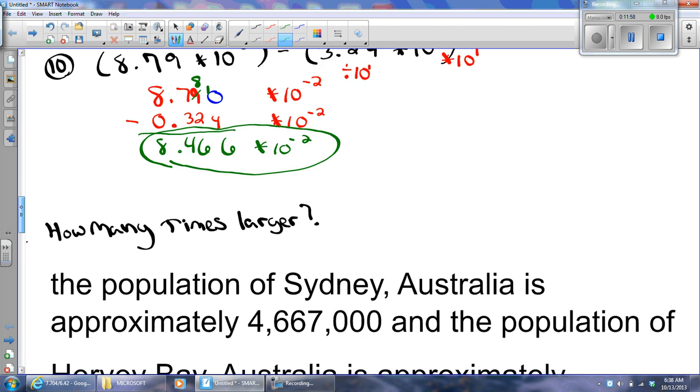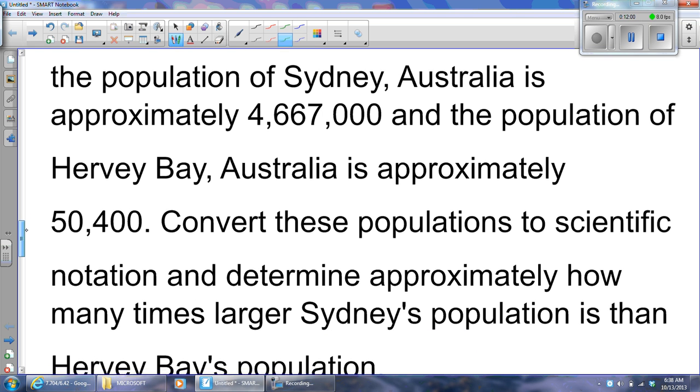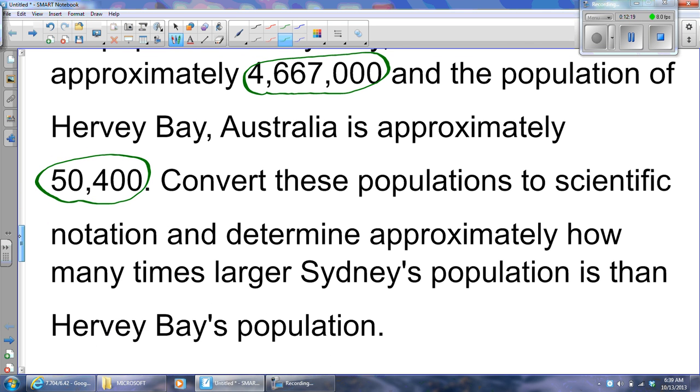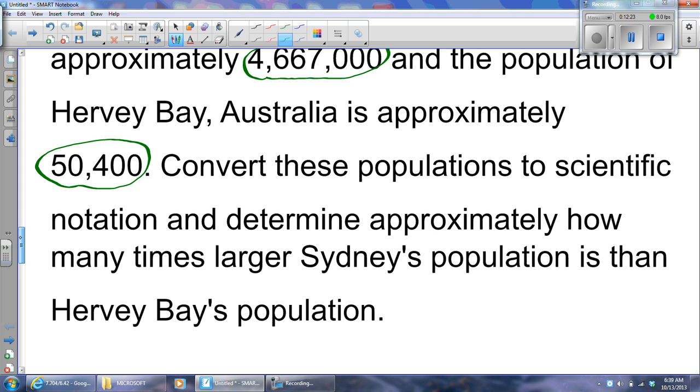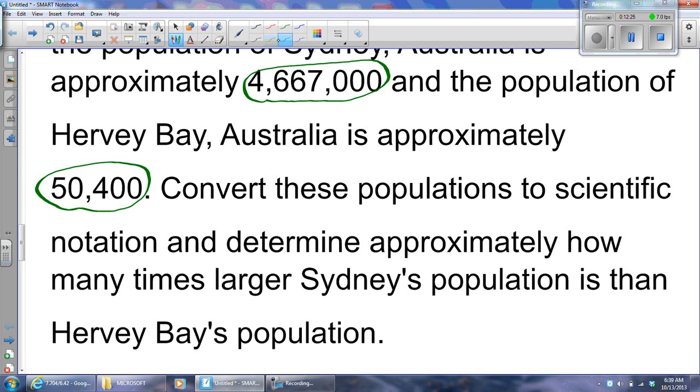Okay, here's a story problem where it says the population of Sydney, Australia is 4,667,000. Population of Hervey Bay, Australia is approximately 50,400. All right, convert these populations to scientific notation and determine approximately how many times larger. Now, some of you will just want to divide, but we want to practice dividing in scientific notation.